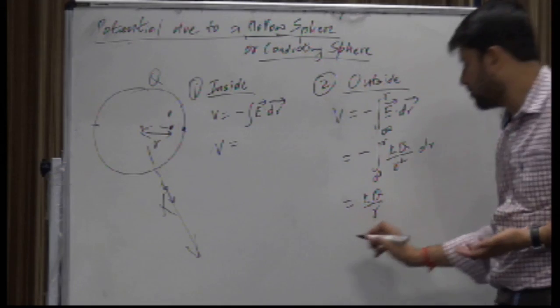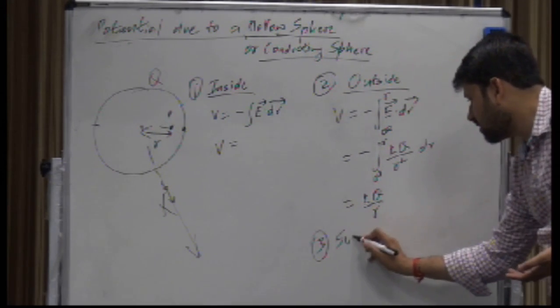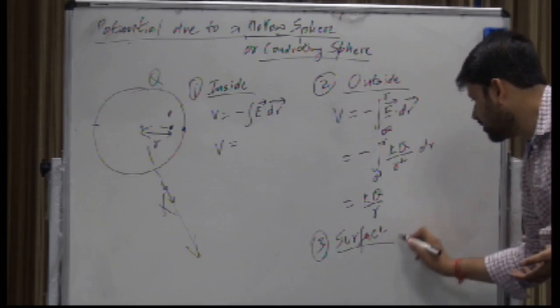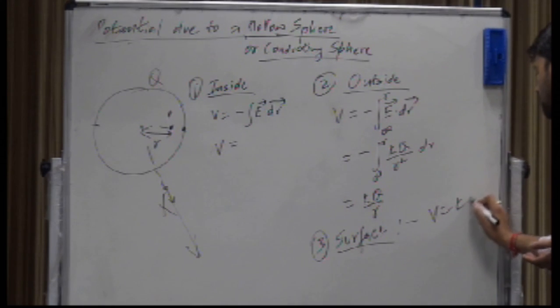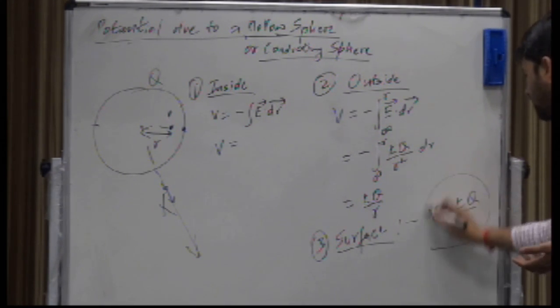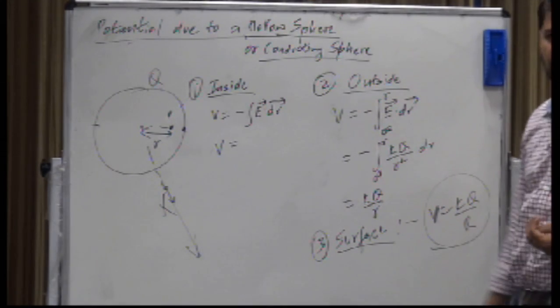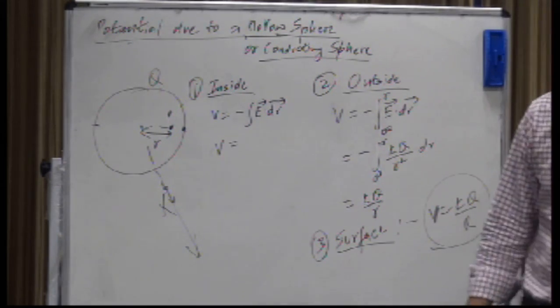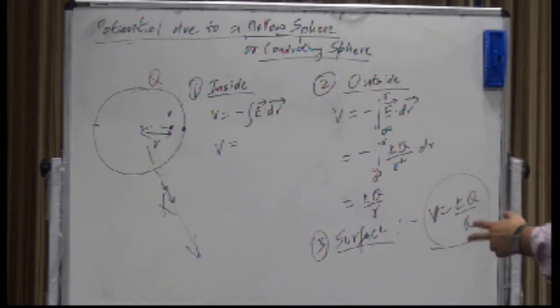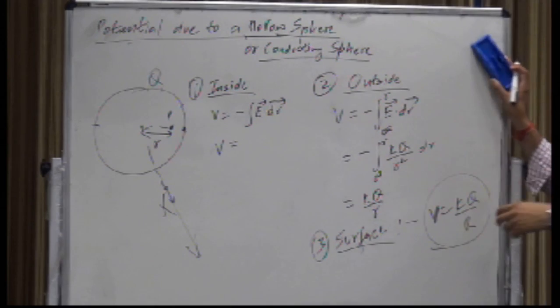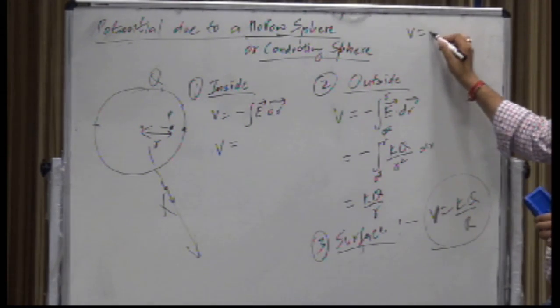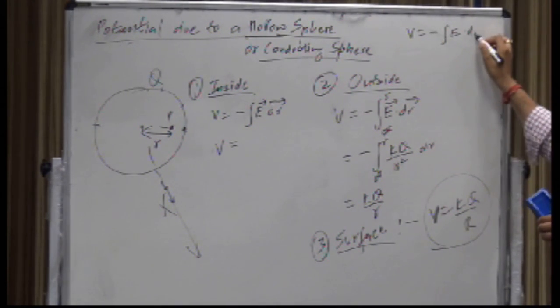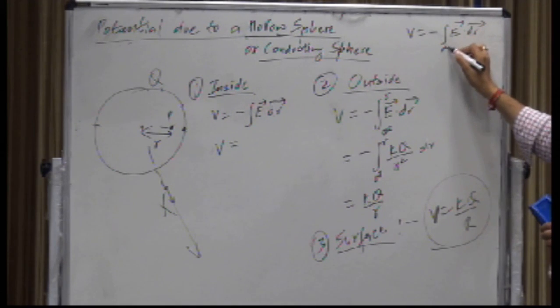Outside this value, surface value is kq by capital R, right? Kq by capital R. Surface value is this. Now let's discuss what would be the value here. Where I discussed this, please write one more thing.